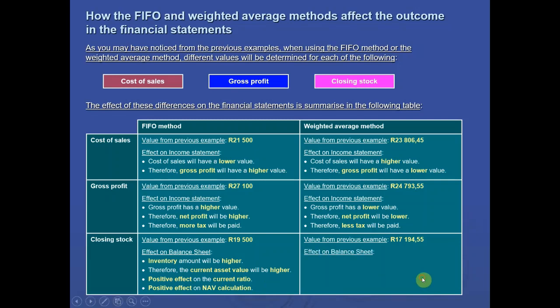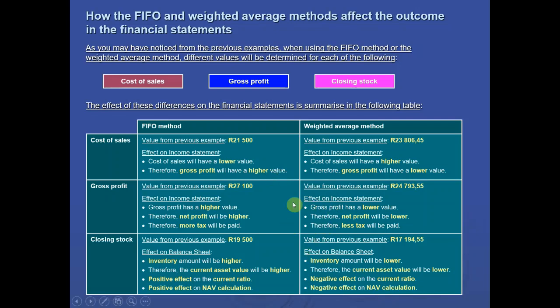For the weighted average method, the inventory amount is lower, as we have already indicated. Therefore, the current asset value will be lower, which will have a negative effect on the current ratio, as our current assets are less, and also our total assets will be less. So it has also a negative effect on the net asset value calculation.